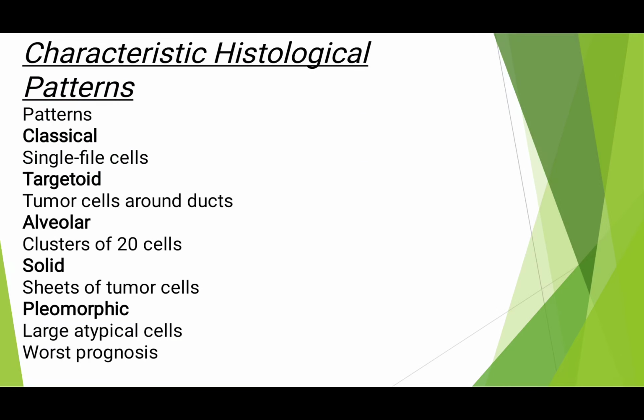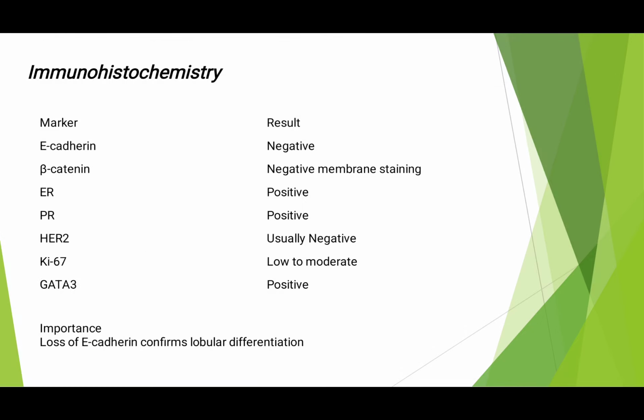Characteristic histological patterns are: classical, that is single file cells; targetoid, that is tumor cells around ducts; alveolar, that is clusters of 20 cells; solid, sheets of tumor cells; pleomorphic, large atypical cells, that is worse prognosis.